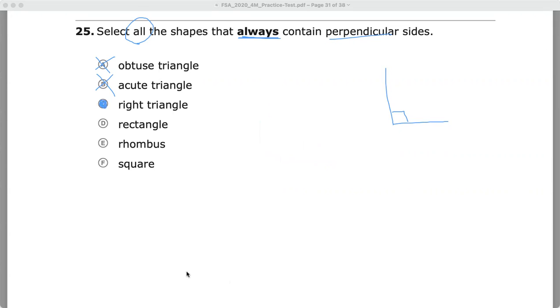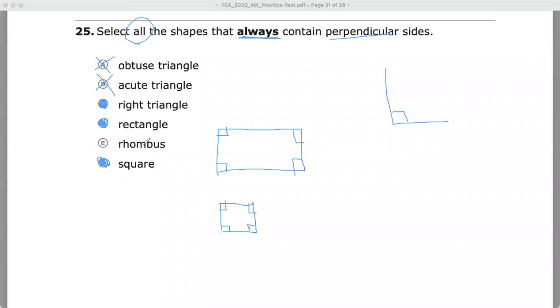Okay, a rectangle has sides that are parallel and all four corners are always 90 degrees. So a rectangle always has perpendicular sides. Same thing with a square. A square is basically a rectangle, but all four sides are the same. And all four angles are right angles.